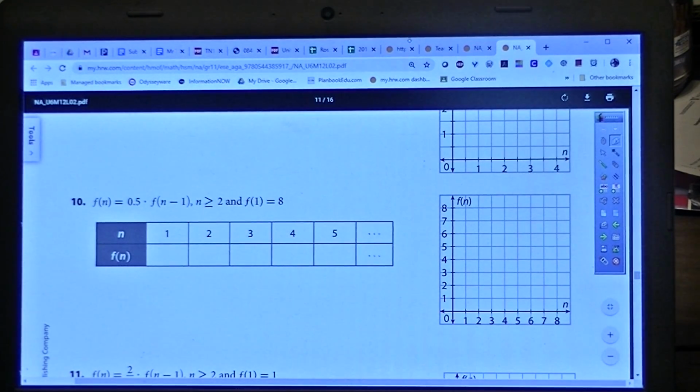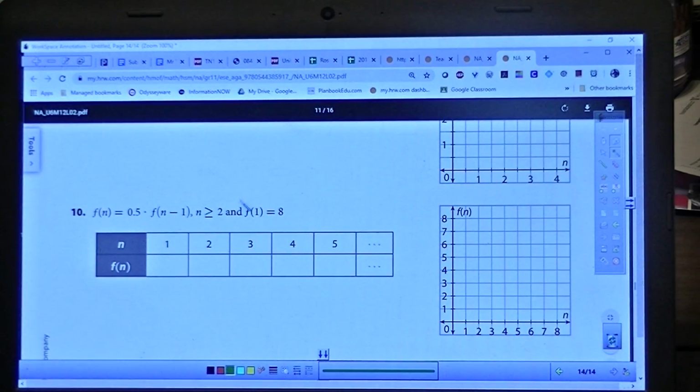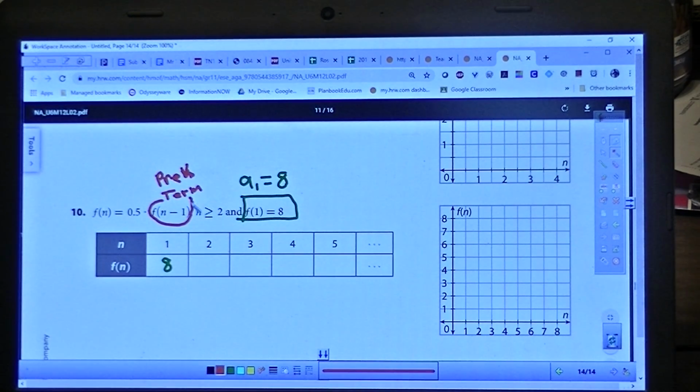Remind ourselves some stuff. So this is where we're going to start. Okay, so a sub 1 equals 8. So there's your 8. Okay, and then it says what? Previous term. That's what that is. Okay, and we're going to take half of it.